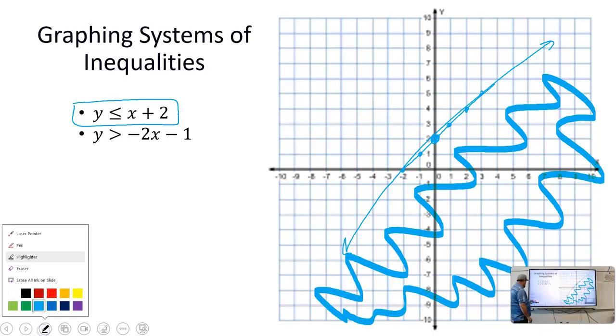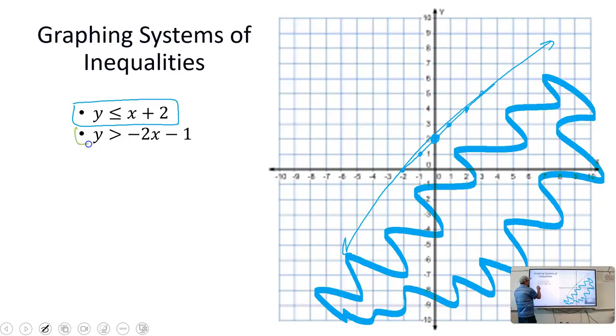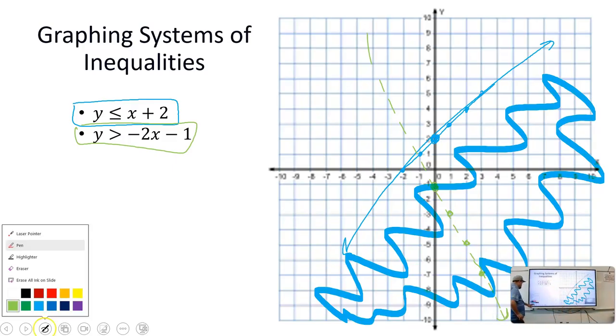Now let's focus on the second one. Let's do it in this green-looking color. We have the y-intercept at -1 and the slope of -2. So down 2, right 1, down 2, right 1, down 2, right 1. And this is a dashed line because there's no or equal to. So we're going to dash that, like so. Okay, so where would we shade this region?